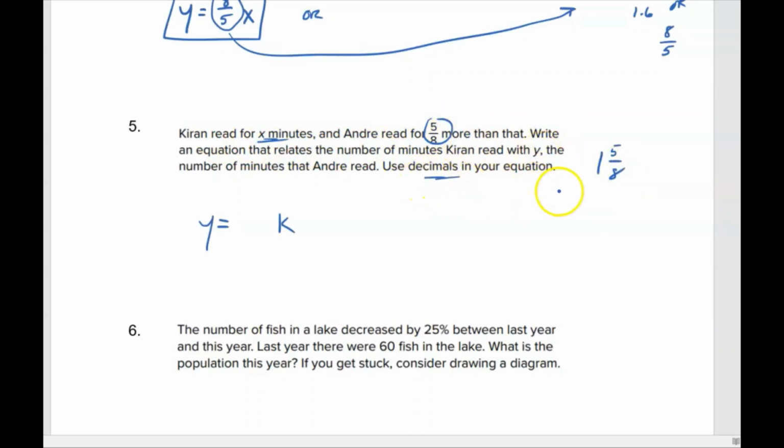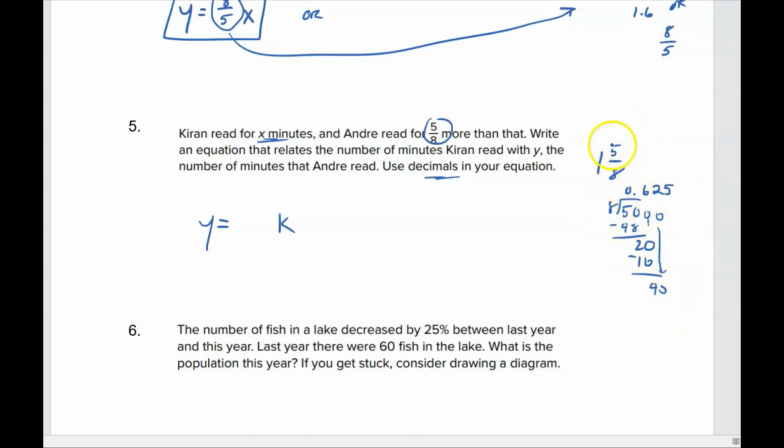Now it does want decimals in our equation, so you just have to take 5 and divide it by 8, and 8 goes into 5 0 times, so I need a decimal and an imaginary 0. 8 goes into 50 6 times. 6 times 8 is 48. Subtract, I get 2. Bring down another imaginary 0. 8 goes into 20 twice, which is 16. Subtract, I get 4, another imaginary 0. And 8 goes into 40 5 times.